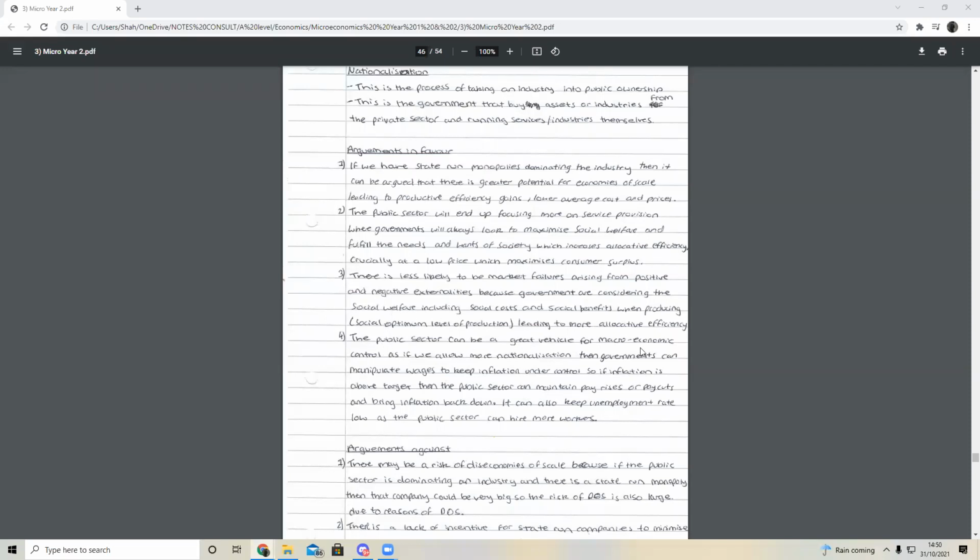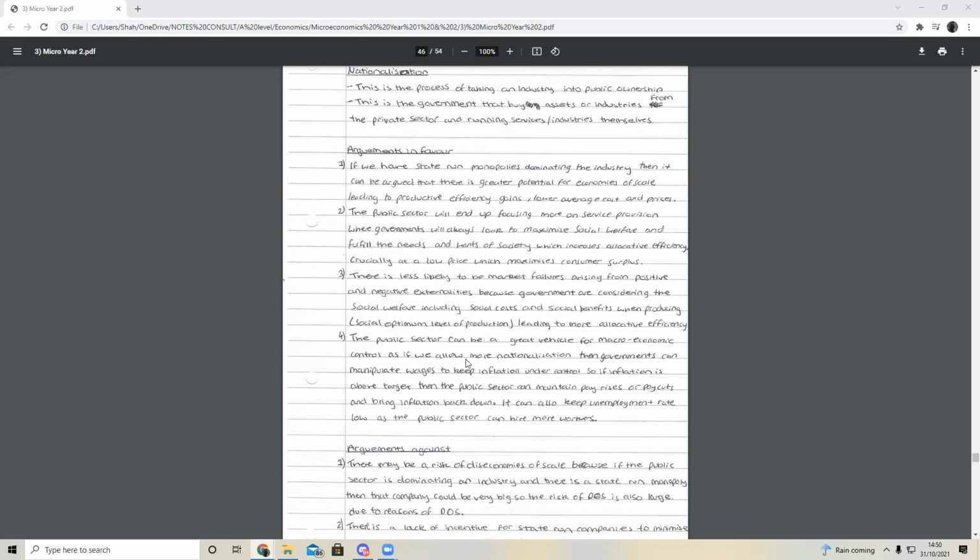Public sector can be a great vehicle for macroeconomic control. If we allow more nationalization, the government can manipulate wages to keep inflation under control. So the inflation target is like 2%, and the government can try to target that. They can also target the unemployment rate, hiring more workers in the public sector. So basically, the government is really good at having not just microeconomic impacts, but also macroeconomic ones.